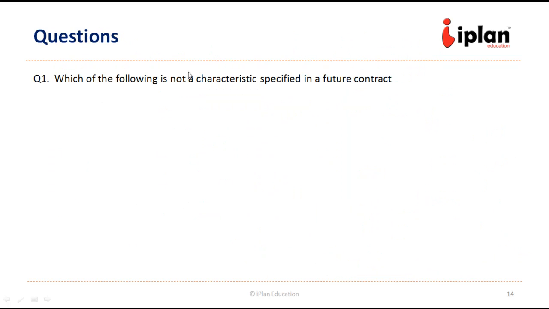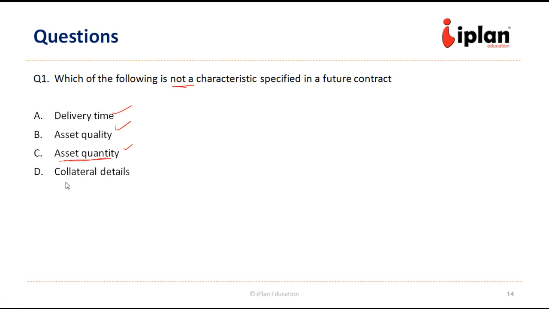First question says, which of the following is not a characteristic specified in a futures contract? So we know that delivery time is specified. The quality of the asset is also specified in the futures contract. The quantity of the asset in a particular contract is also specified. The collateral details will not be specified since they are part of a forward contract. So they are not there in the futures contract, since the credit risk mitigation is managed with the help of margin requirements in the case of a futures contract and not through collateral. So D is the right option.